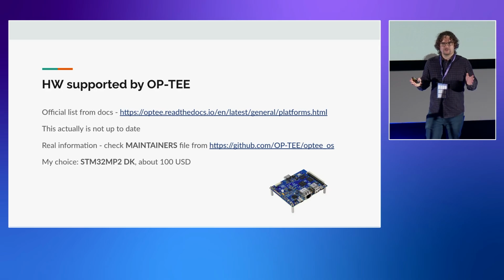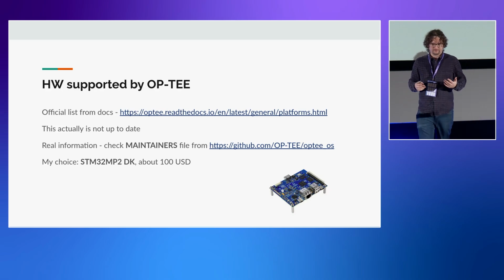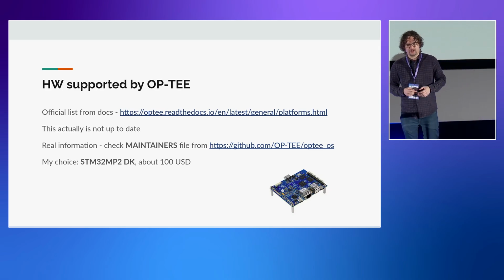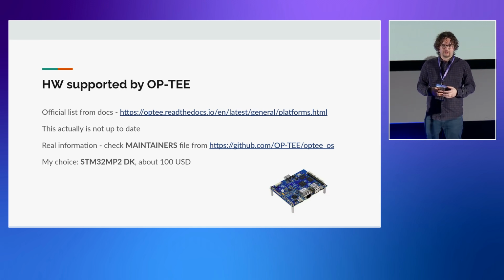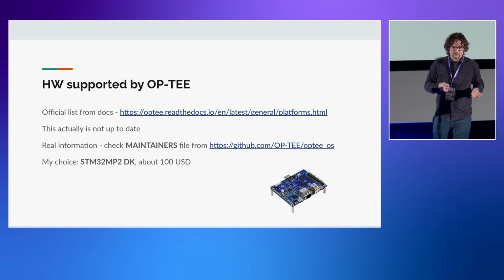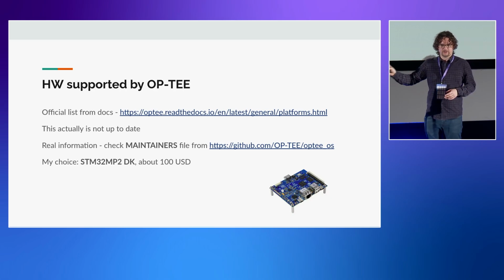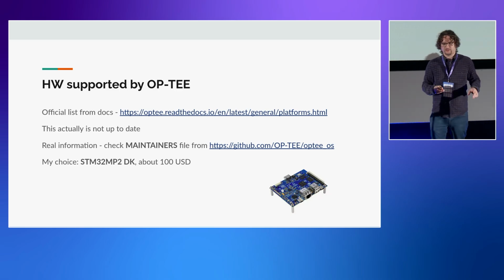And my choice for the hardware to play around with trusted applications is STM32MP2. This I already showed during the secure boot demonstration. It costs about $100. It's not very cheap, but it's not extremely expensive like some other embedded Linux boards. And this hardware is really powerful. It has a lot of eMMC, a lot of RAM, and many, many features.